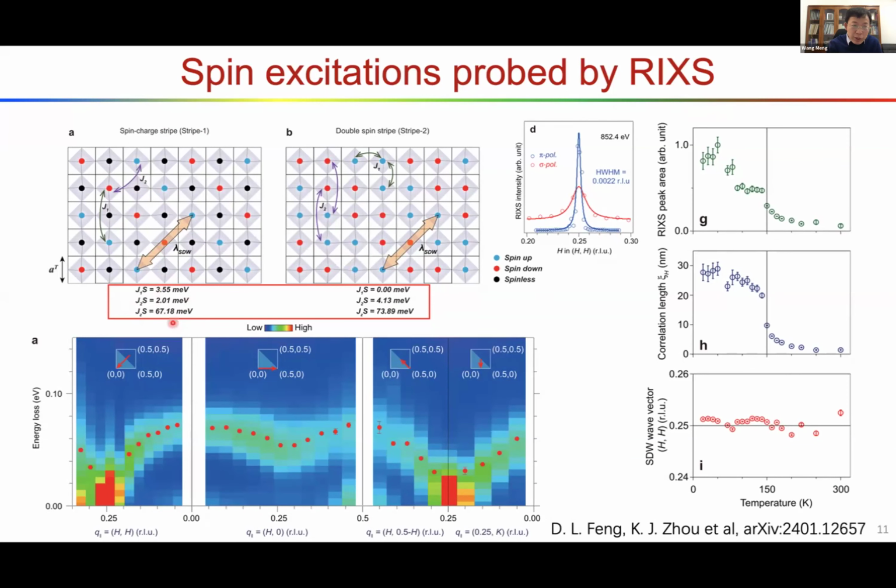The interlayer couplings are very large, more than 60 millielectronvolts, but the intralayer couplings are very weak. Because they use the RIXS method, they can observe magnetic excitations extending to around 80 millielectronvolts, so the exchange couplings are larger than our results. What's interesting is that if they focus on the width and the area of the signal, they see a transition at 150 Kelvin. That means the transition at 150 Kelvin is related to spins, so there may be a spin density wave order at this temperature.